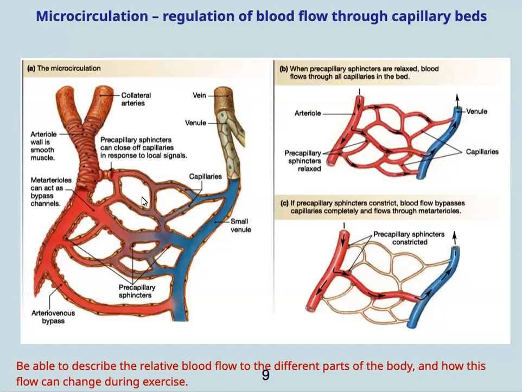Let's say that there is now less demand for oxygen by the specific tissue, and then increased demand of oxygen at another tissue. Then these precapillary sphincters can constrict, limiting the amount of blood flow through this capillary bed, and blood will then be directed directly through the meta-arterioles to the venous side. In this way, we're able to redirect more blood volume to be supplied to other organs.